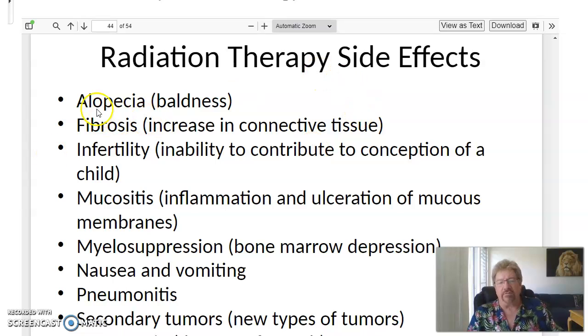Radiation therapy side effects: hair loss, fibrosis. It scars, guys. It forms fiber. It can make you infertile by destroying the spermatogenesis process or your eggs.